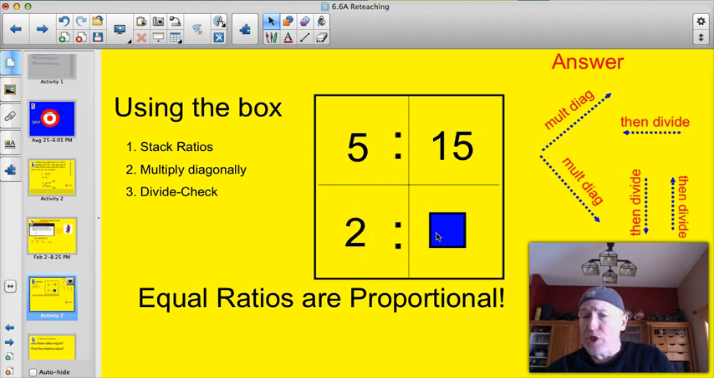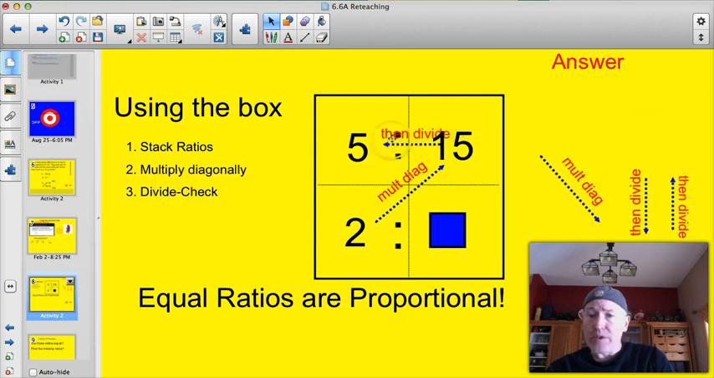And now if they're proportional, this has to work. So what I'm telling you to do is you stack the ratios and then you multiply diagonally. Well, the only way I can multiply diagonally is here. So I'm going to throw this guy in here. I'm going to multiply diagonally, and then it says divide. So I'm going to divide this way because there's only 2 numbers left to divide. So I do 2 times 15 is 30. 30 divided by 5 is 6. And of course, that works. 5 times 6 down here would be 30. 2 times 15 would be 30.